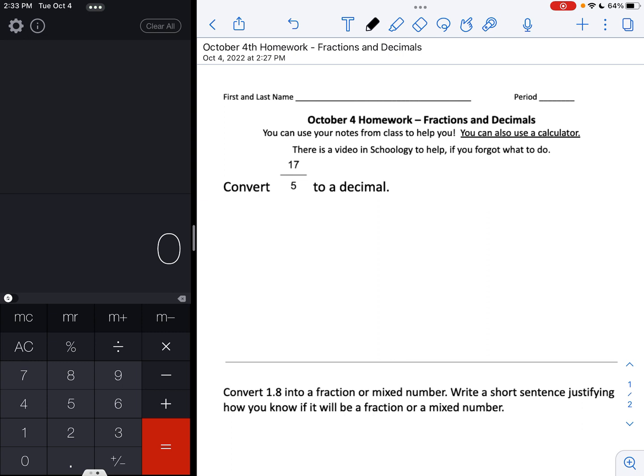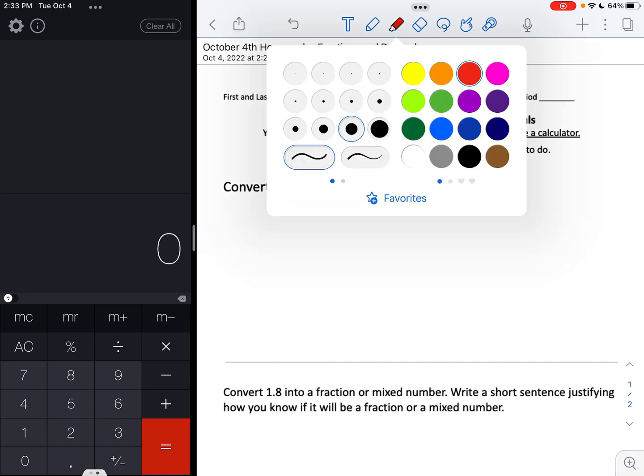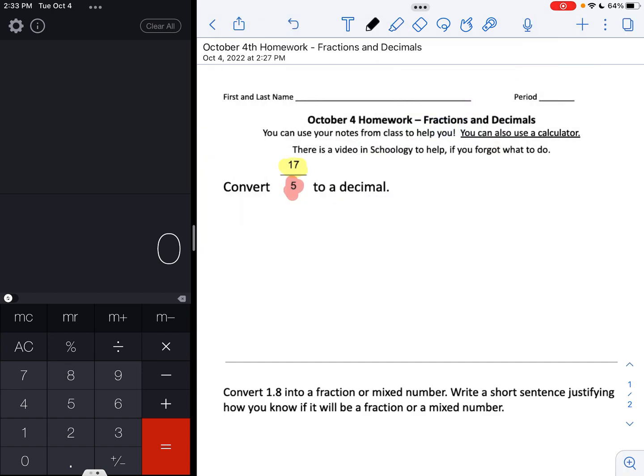So this one, you might be able to tell already, is a little different from the ones we did in class because this is an improper fraction, which means that the numerator, which I'm highlighting in yellow up here, is larger than the denominator, which I'm highlighting in red. So it's pretty obvious that 17 is larger than 5. That makes this an improper fraction. But lucky for us, the process is exactly the same.